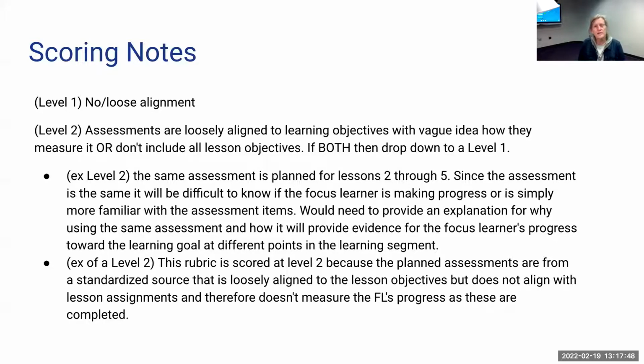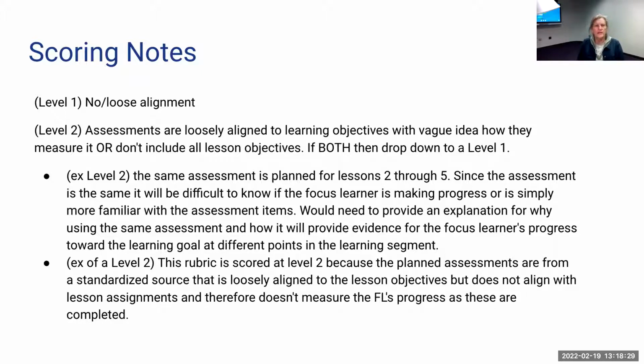All right, for rubric 5, again, getting a level 1 is sort of a no-brainer. You almost put anything down and you get a level 1. So if you have very loose alignment between your assessments and your learning goals, done. At a level 2, your assessments are loosely aligned to the learning objectives, and there's a vague idea of how you're measuring it, or you're not including all the lesson objectives. But note, if you include both of these things, like you don't include all your lesson objectives and your assessments are very loosely aligned with your learning objectives, and it's very vague about how they're going to be measured, that's going to drop you down to a 1. That's going to be considered very loose alignment.